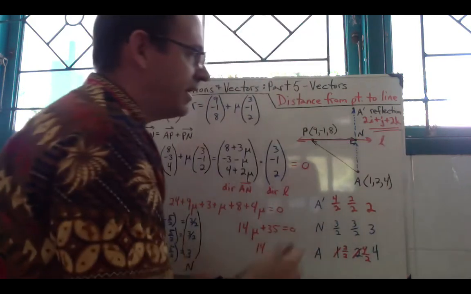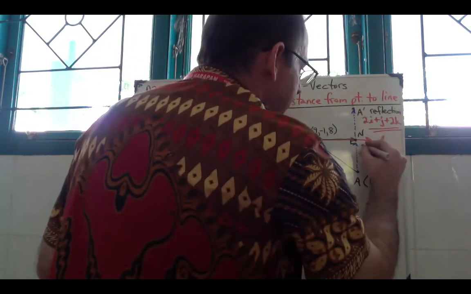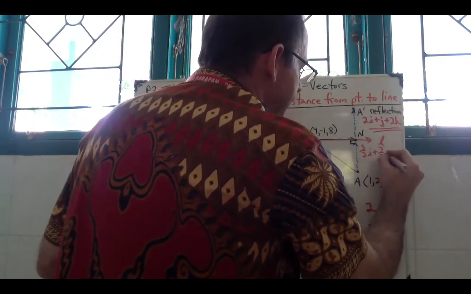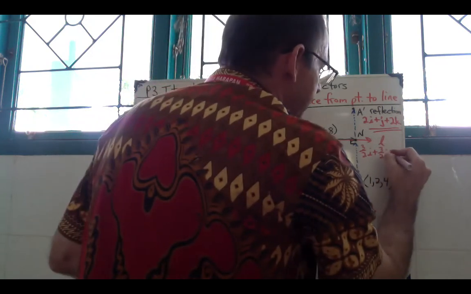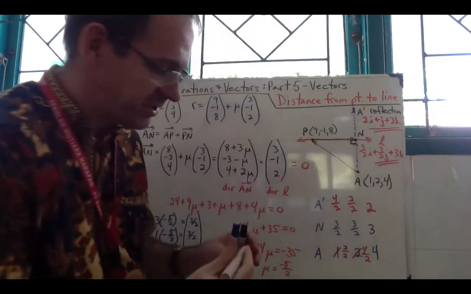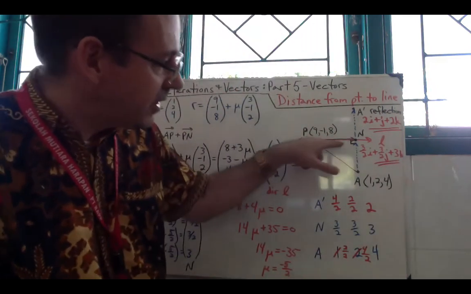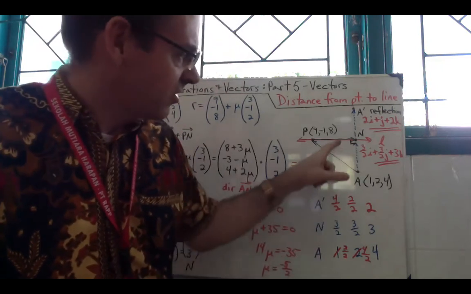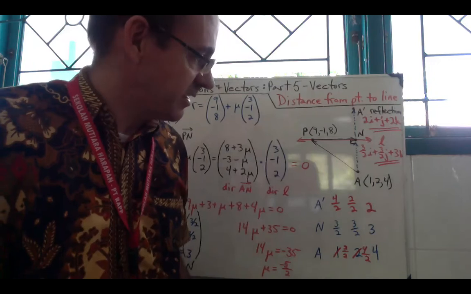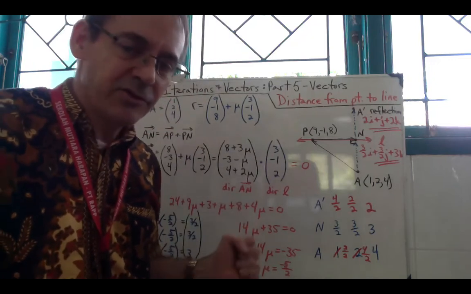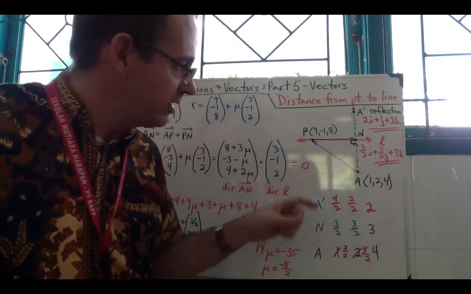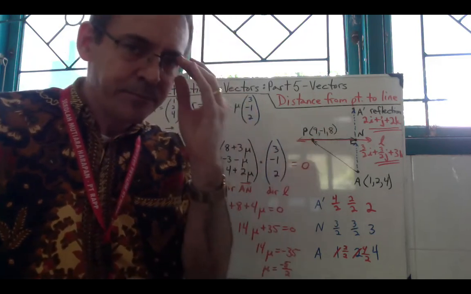So there is our reflection, and our N is 3/2 i plus 3/2 j plus 3k. That is the position vector for the foot of the perpendicular. So the foot of the perpendicular is this one, and the reflection is this one. So that's how you solve this problem. I used a different method because we weren't required to find distance.